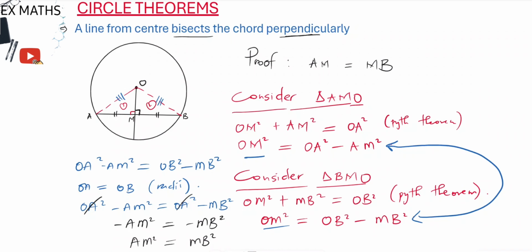Then we are going to apply the square root both sides to remove the squared. Then square root of AM squared is going to be equal to AM. Then will be equal to square root of MB squared, that's MB. So we have proved our theorem.